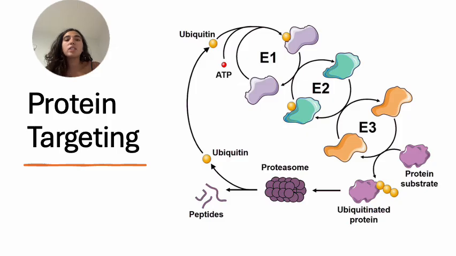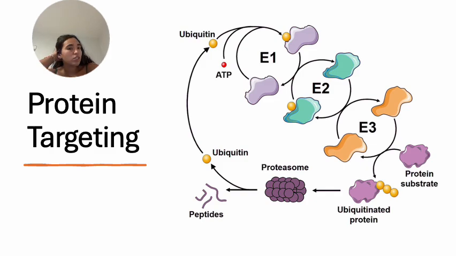Okay, now we're going to focus on protein tagging. Before proteins can be degraded by the proteasome, they need to be tagged with a small protein called ubiquitin. This tag acts like a molecular label telling the cell this protein's time is up and it's ready to be degraded. The process involves three main enzymes working in sequence. We have E1, which is the ubiquitin-activating enzyme. It uses ATP to activate the ubiquitin and prepare it for transfer.